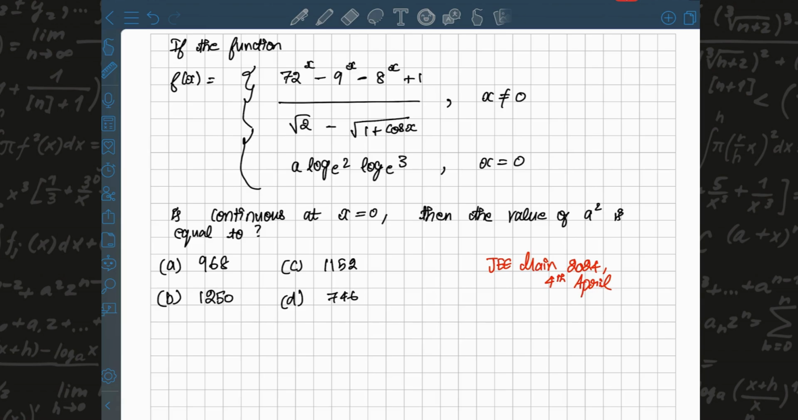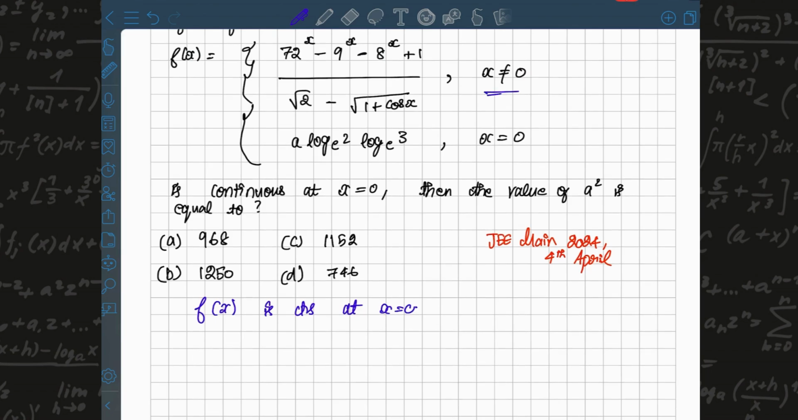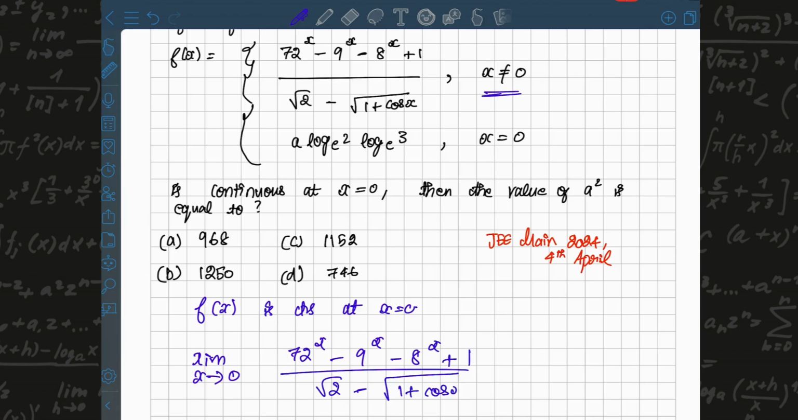How can we approach this question? They have given that f of x is continuous at x equals 0. So let's solve the limit for the first one, when x is not equal to 0. It can be LHL and RHL. So we can simply write limit x tends to 0, (72^x minus 9^x minus 8^x plus 1) divided by (root 2 minus root of 1 plus cos x).